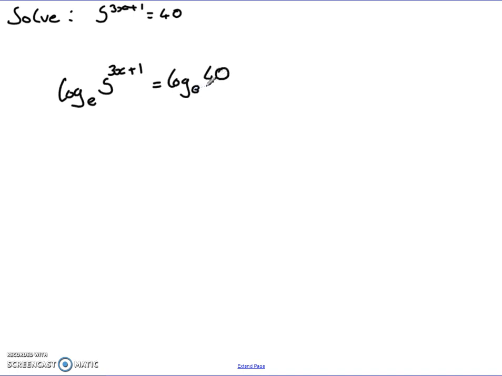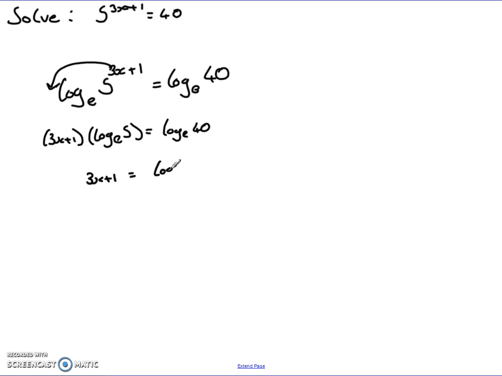Now, again, it doesn't matter which of these we take. We take e as a normal standard function, but you could have had log to the base 10, whatever. It would eventually still work out being the same. Use our normal property here, so we could bring that down in front. And we get 3x plus 1 times log to the base e of 5 equals log to the base e of 40. Bring this across, and we get 3x plus 1 equals log to the base e of 40 divided by log to the base e of 5.